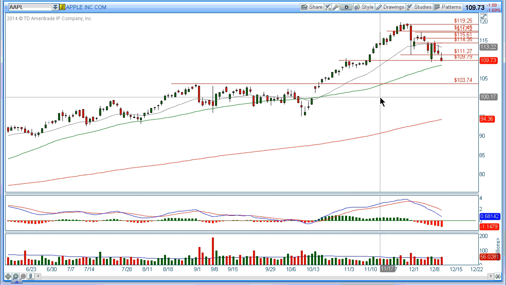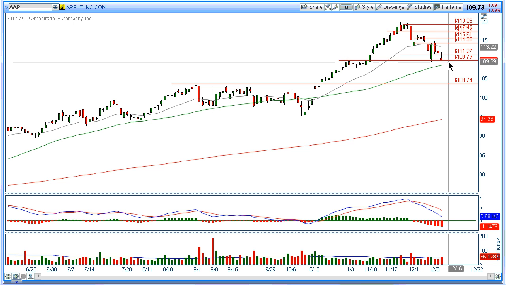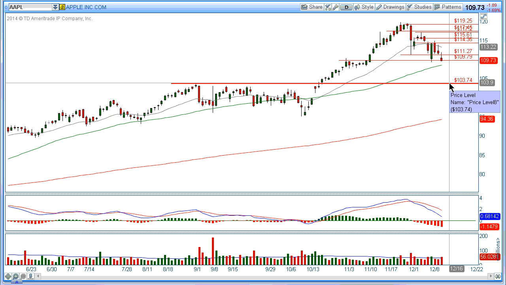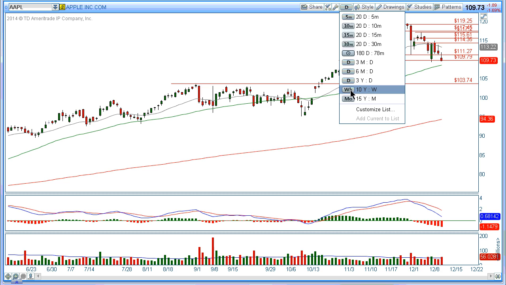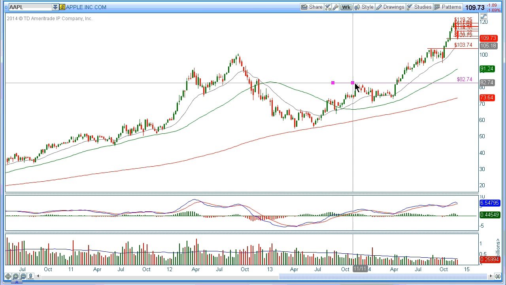So this level here, 103.74. The key is to hold this 109.79, and if we break through, can't find support, the likelihood is we're going to see it come back down and test this 103.74. If it can't hold that, then we're essentially looking at those 80 level there on the weekly. We're essentially looking at these levels here.